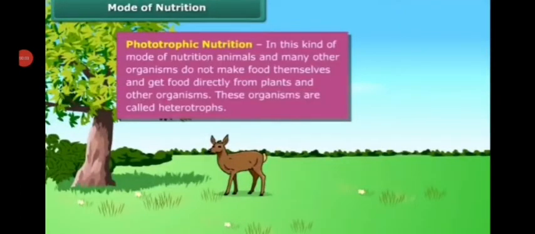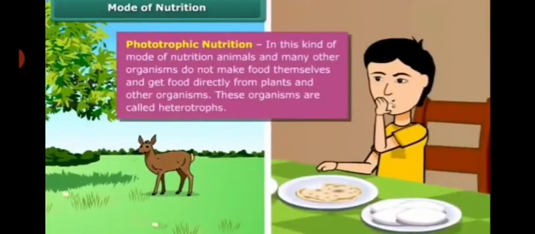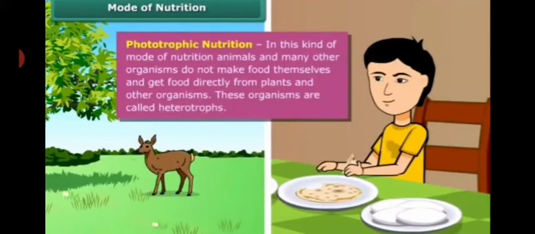The next one is heterotrophic nutrition. Heterotrophic nutrition means the organism cannot prepare its own food from simpler substances. They just depend upon others. Look at the deer, it is grazing in the field. It means it is collecting food from other plants, or we also collect food from different plants or animals. So we are also known as heterotrophs and our mode of nutrition is heterotrophic nutrition.